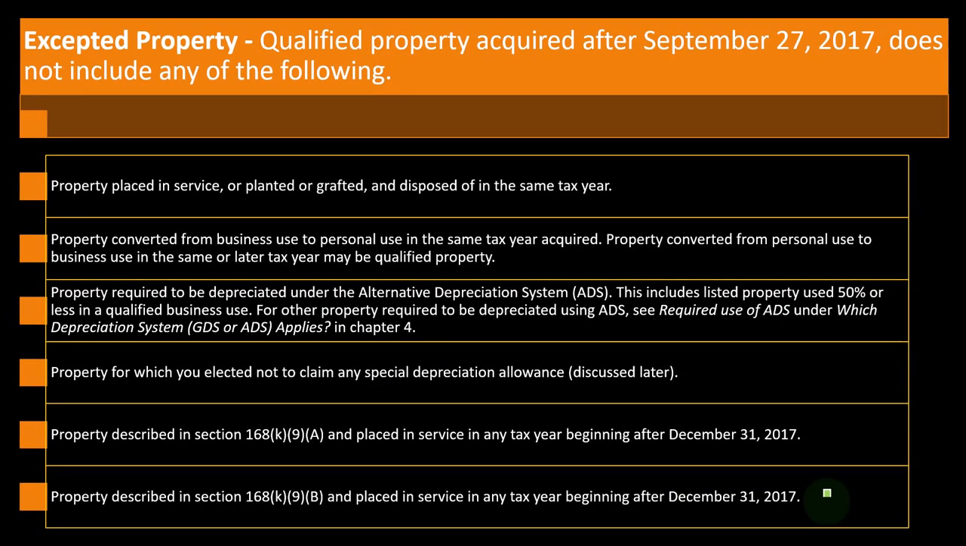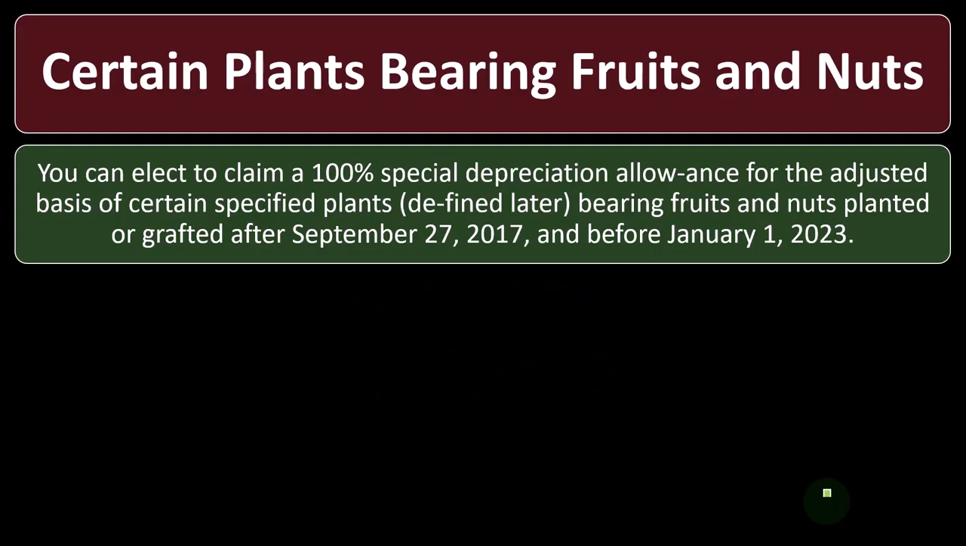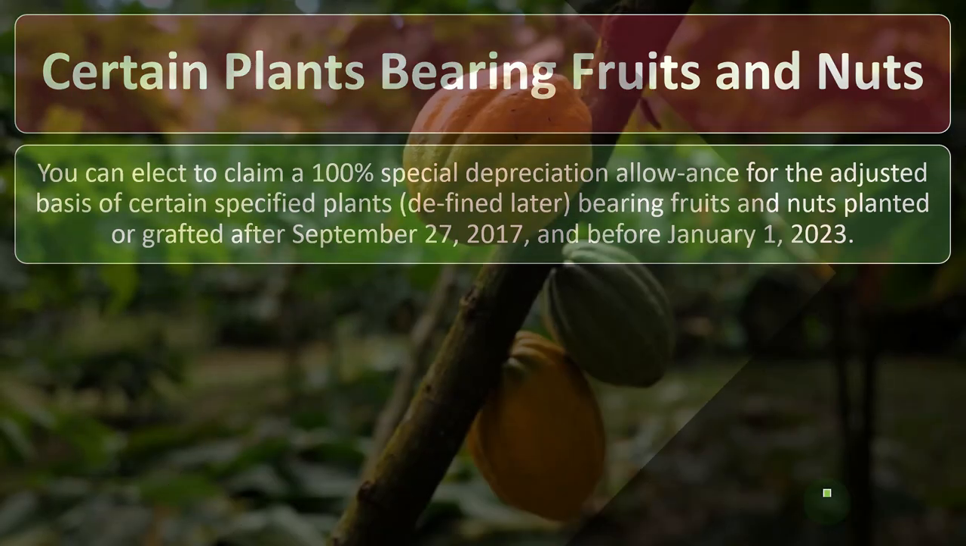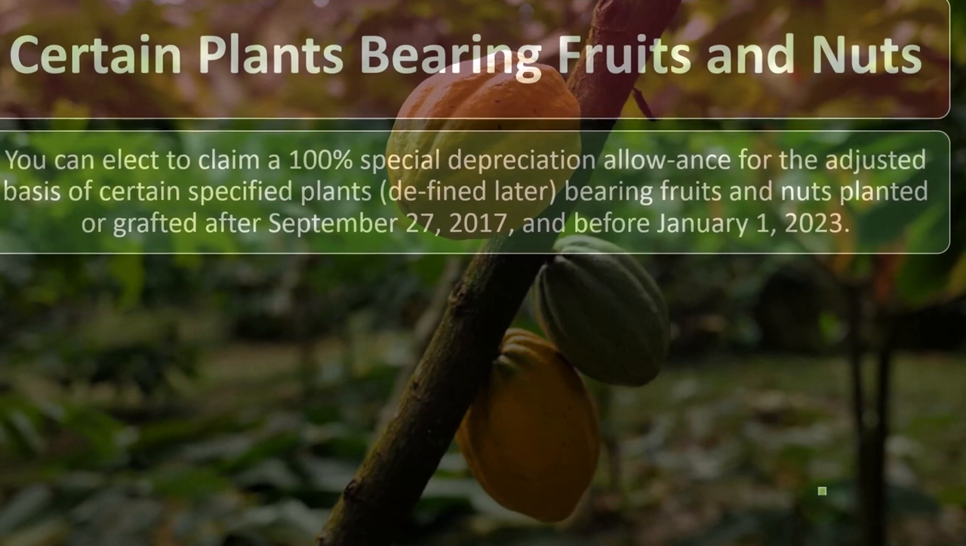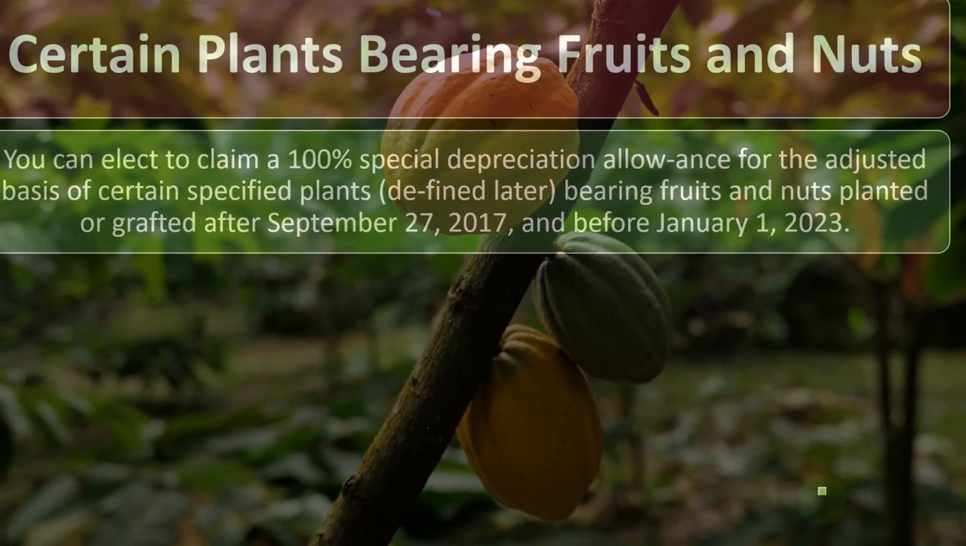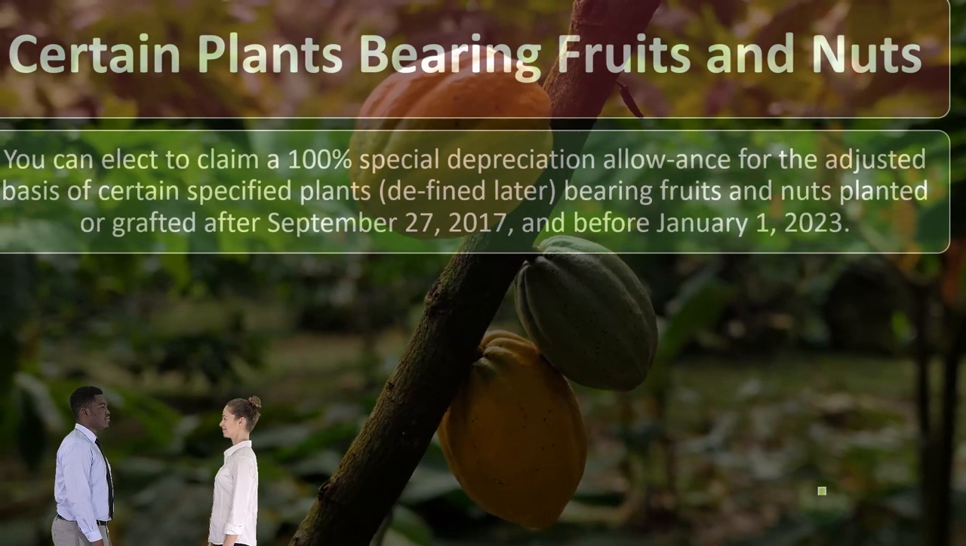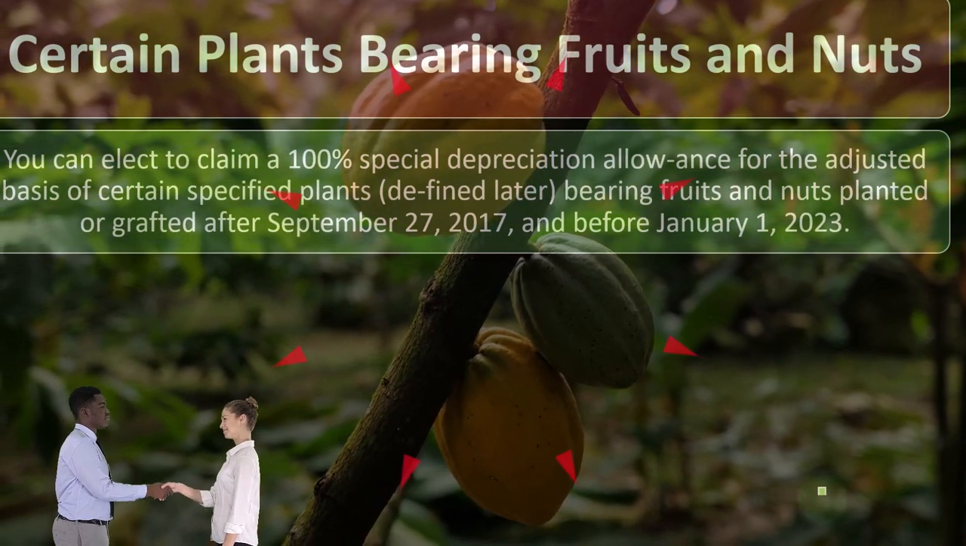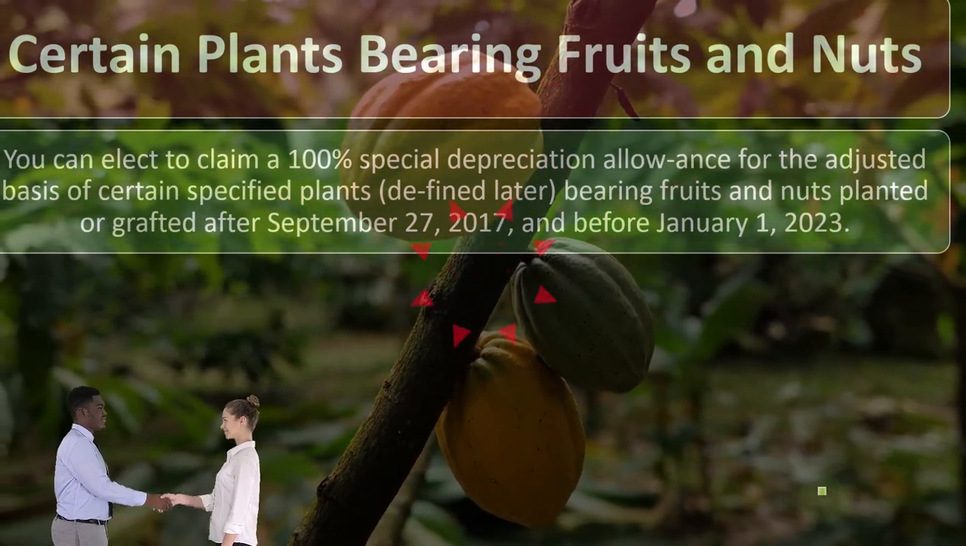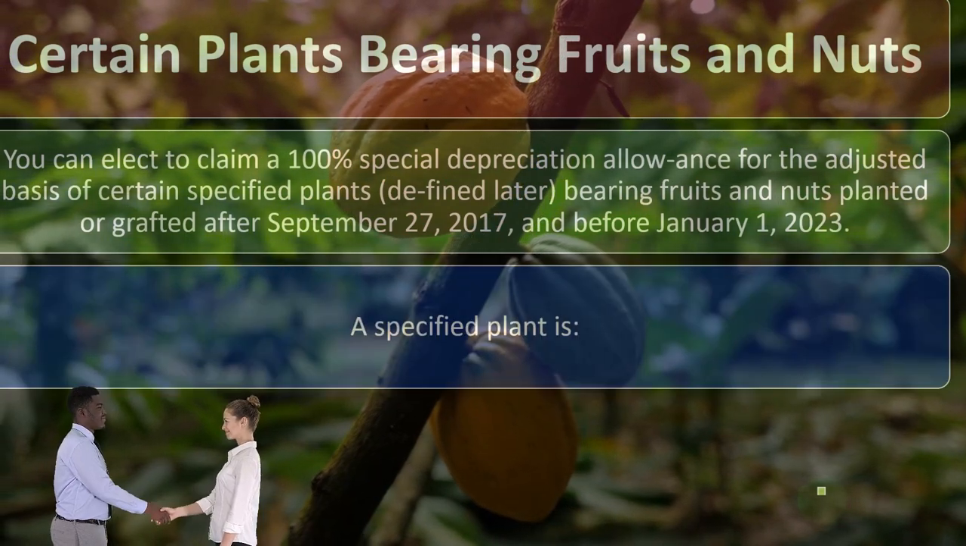Property described in section 168(k)(2)(B) and placed in service in any tax year beginning after December 31st, 2017. Certain plants bearing fruits and nuts. You can elect to claim a 100% special depreciation allowance for the adjusted basis of certain specified plants, defined later, bearing fruits and nuts planted or grafted after September 27, 2017 and before January 1st, 2023.